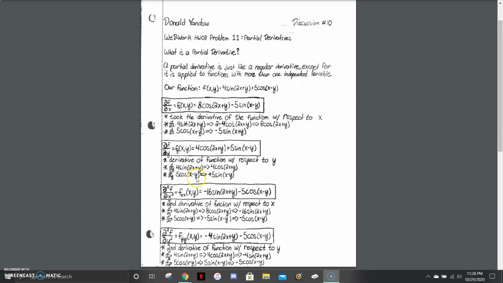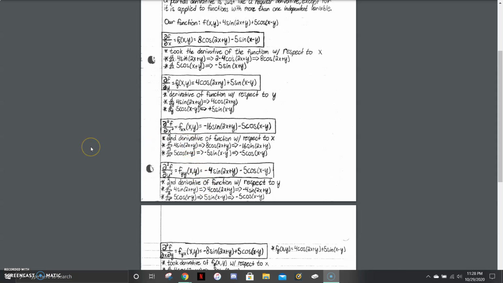So we had to do this again, but taking the derivative of the function with respect to y. The derivative with respect to y of 4 times the sine of 2x plus y is 4 cosine of 2x plus y, and the derivative of 5 cosine of x minus y is positive 5 sine of x minus y.